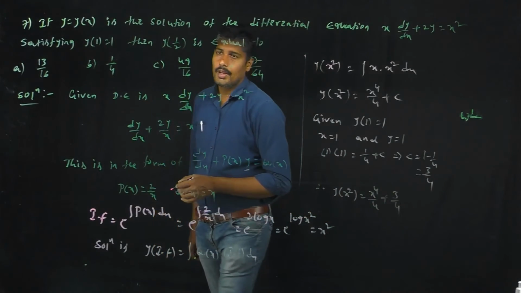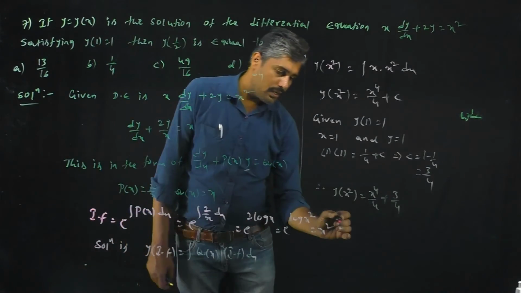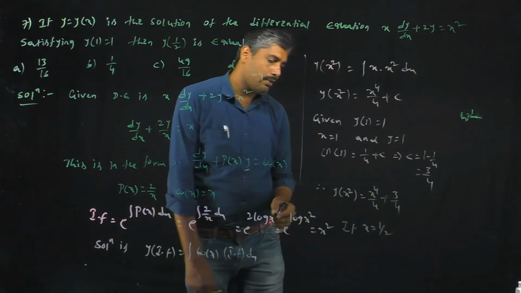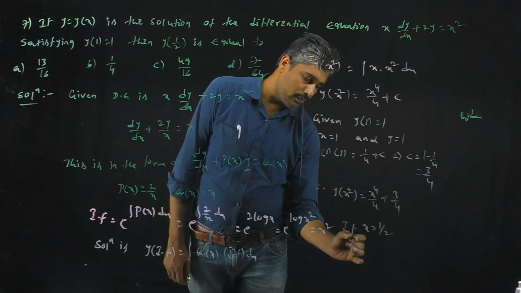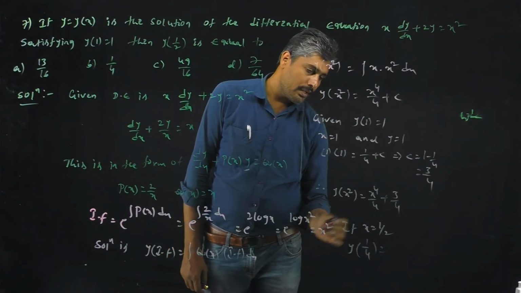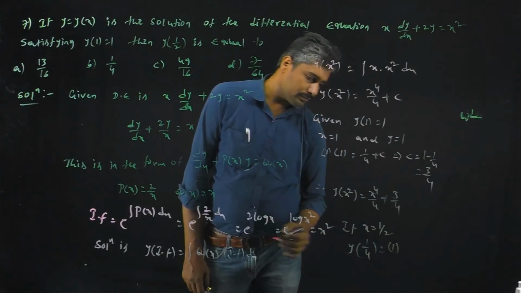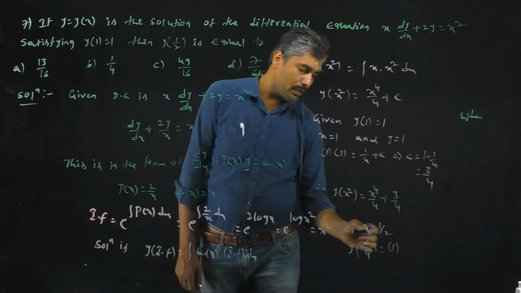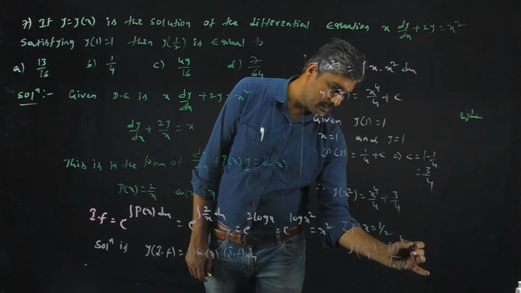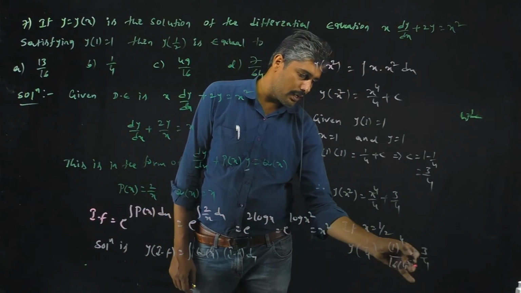Right? Now y of 1 by 2, if x equal to 1 by 2, then we get y into 1 by 2 whole square, that is 1 by 4, equal to 1 by 2 whole power 4. Right, 1 by 2 whole power 4 is 1 power 4 by 2 power 4, that is 1 by 16, into 4 plus 3 by 4. Here 4 is cancelled in the denominator.